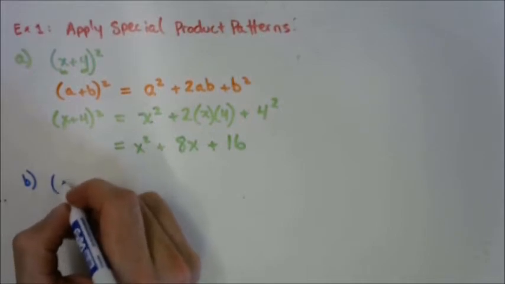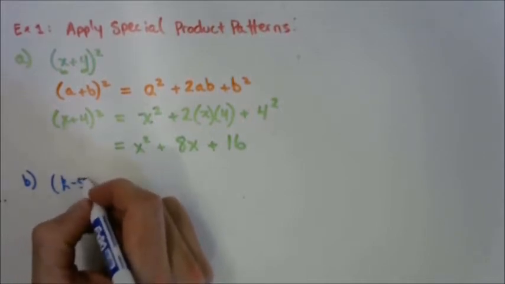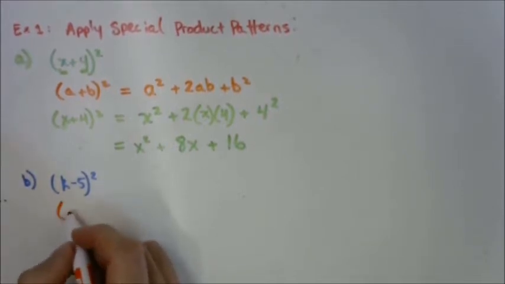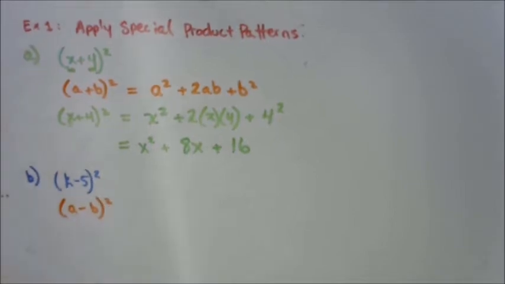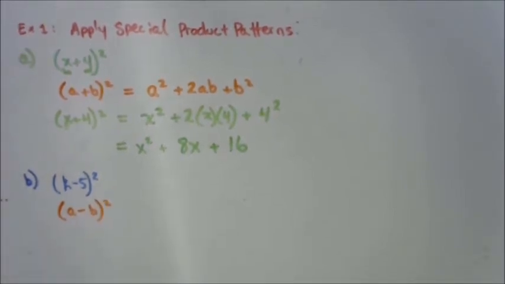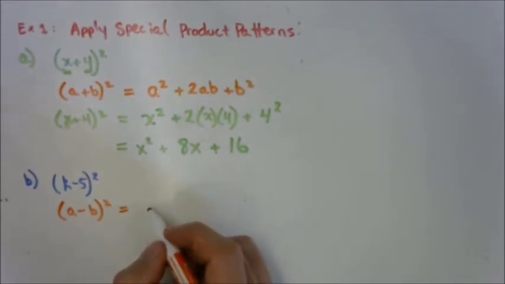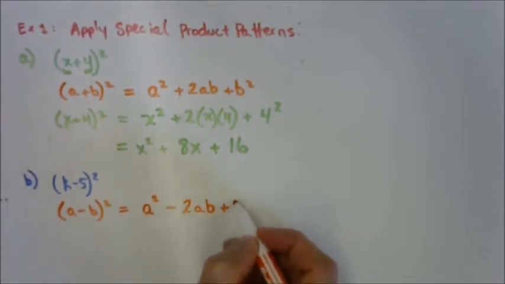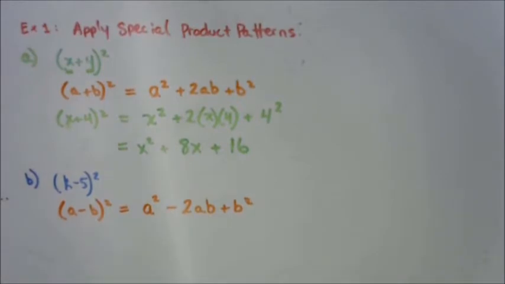Here comes another one. We've got k minus 5 squared. Find the pattern. Okay, so it's a binomial with subtraction in the middle. It's the difference of two terms. What is it? Flip back to your first page. Find the rule. Find the pattern. So we have another perfect square trinomial, but this time it's in the form a squared minus 2ab plus b squared.